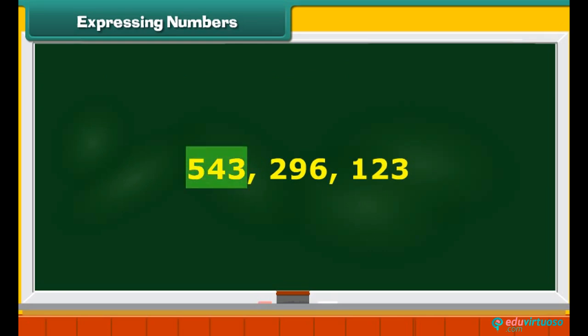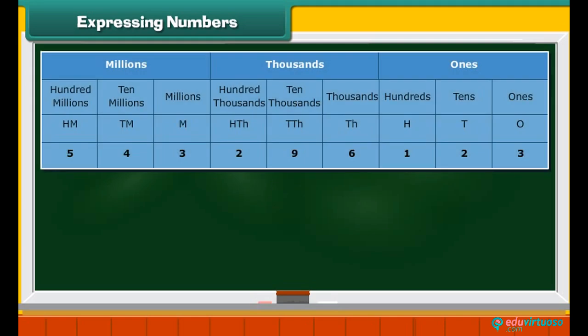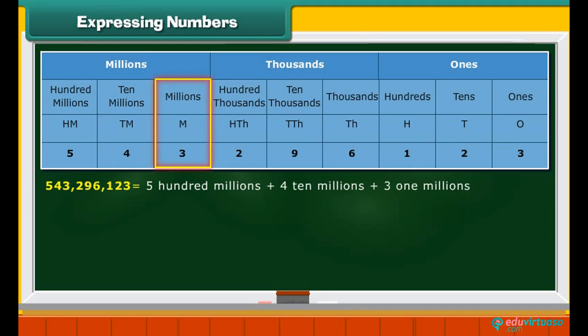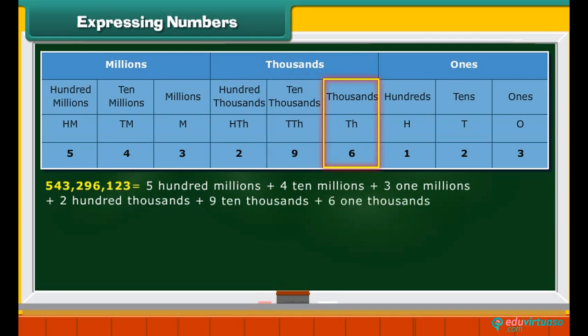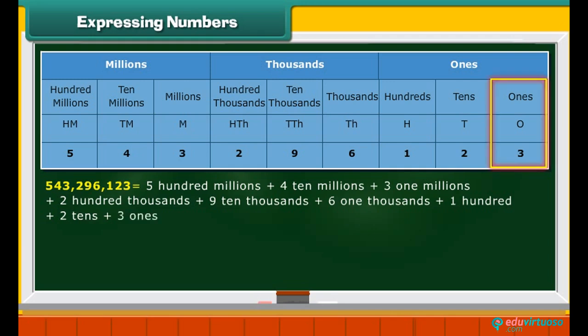Look at this number. 543-296-123. It has three groups. Therefore, it belongs to the international system of numeration. Let us express it in expanded form. First, we arrange the number in the international place value chart. 543-296-123 may be expressed in expanded form as 500 millions plus 40 millions plus 3 millions plus 200 thousands plus 90 thousands plus 6 thousands plus 100 plus 2 tens plus 3 ones.